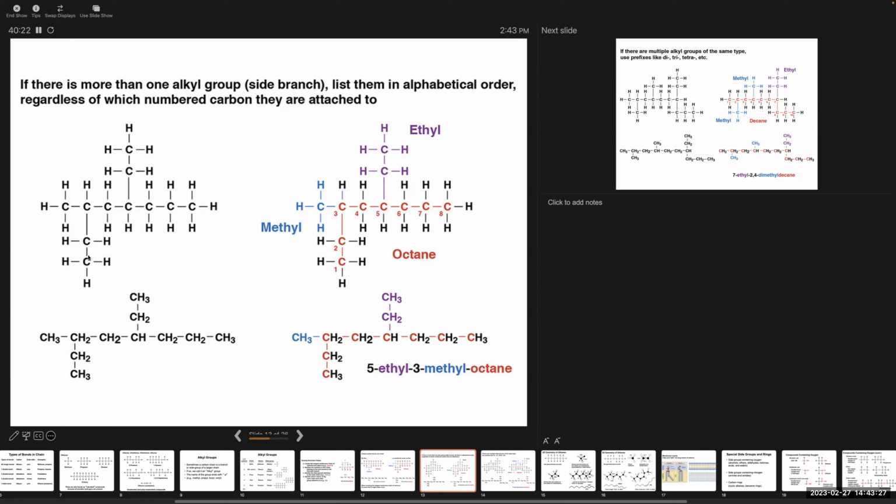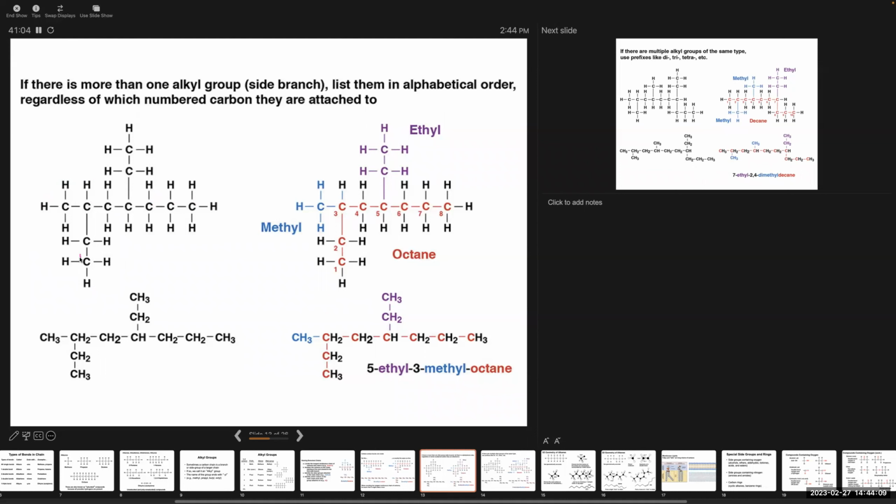Because if I start down here, I can go 1, 2, 3, 4, 5, 6, 7, 8. Right now I've got a continuous chain of 8 carbons. That's my longest chain. Now, do I start counting down here? 1, 2, 3? Or would I start over here? 1, 2, 3. I'm going to start over on this end because that's going to be closest to the first branching point.